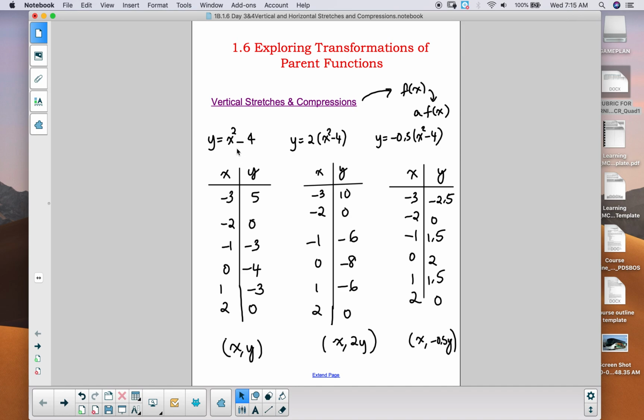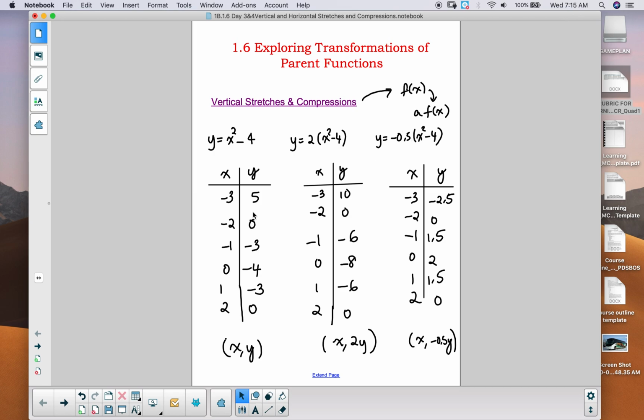The first one is y equals x squared minus 4. Second is y equals 2 times brackets x squared minus 4. And the third one is y equals negative 0.5 brackets x squared minus 4. So as you can see, there is a parent function which is x squared minus 4 and transformations have been made to it, so to get these two functions.